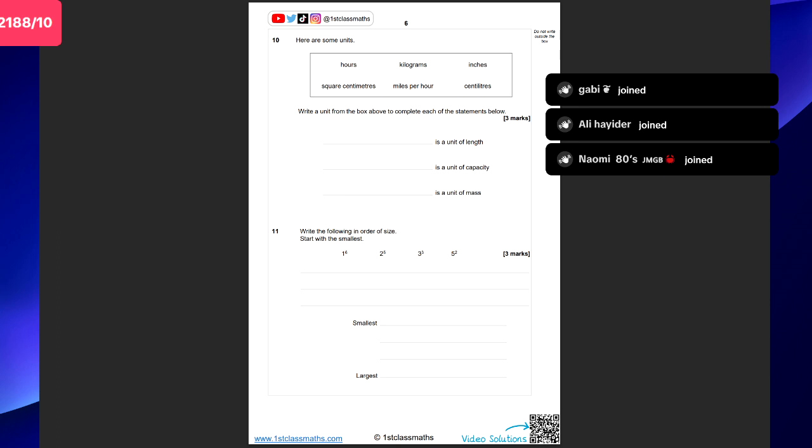Anyone know, guys? If we're not sure, then I'll give you some others here. So unit of capacity, right? Looking at some measurement.